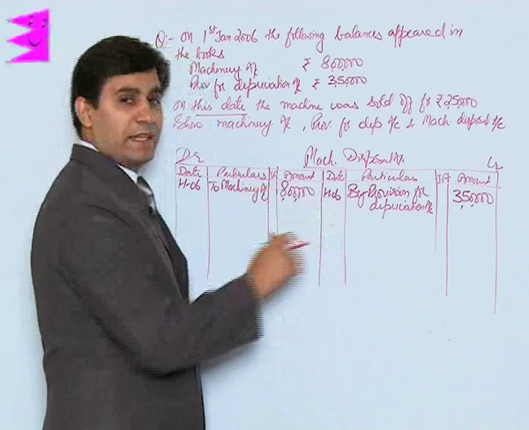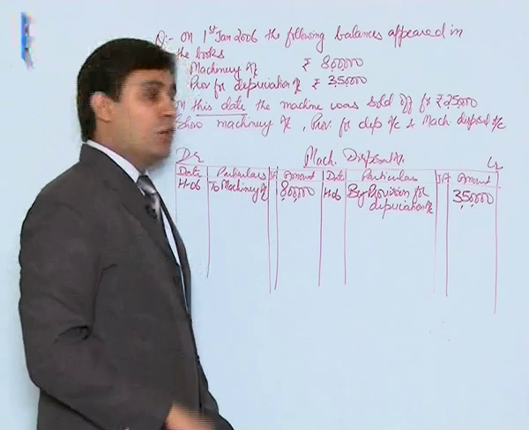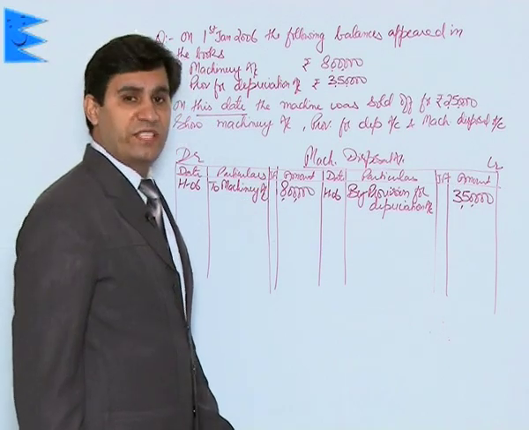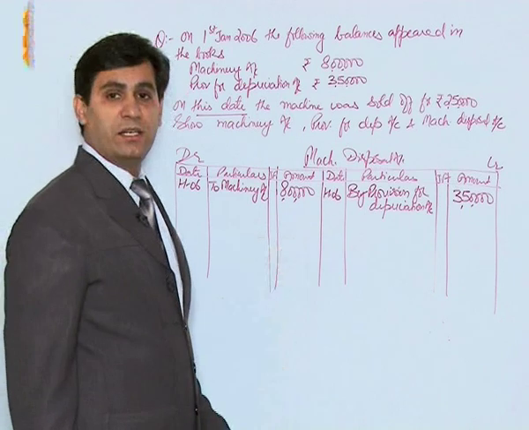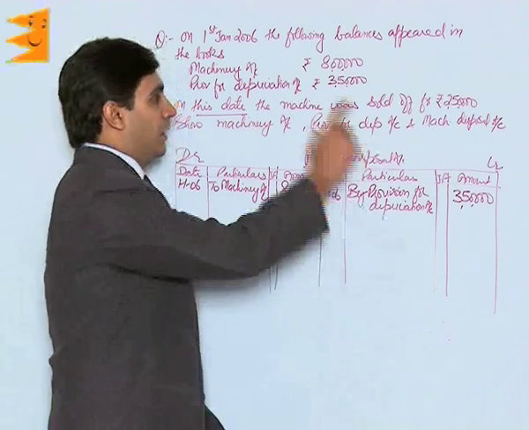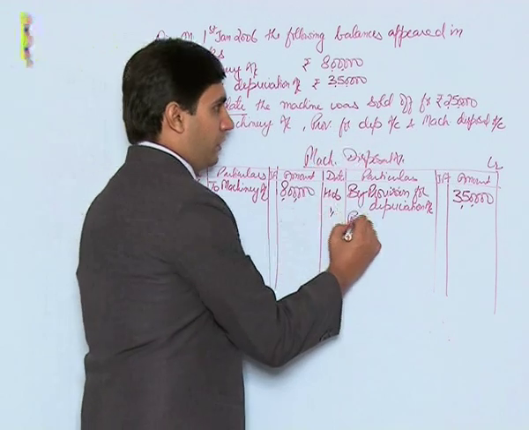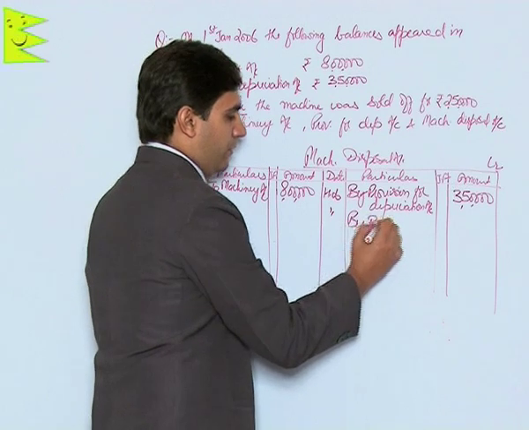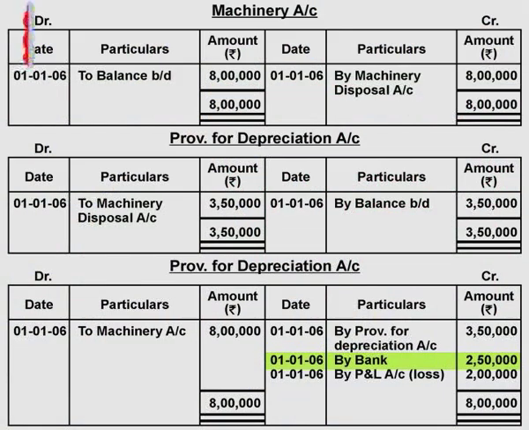Now both these balances have been transferred here, so all the entries related to sale would now be recorded in machinery disposal account. This machine has been sold for 2 lakh 50,000, so by bank 2 lakh 50,000.